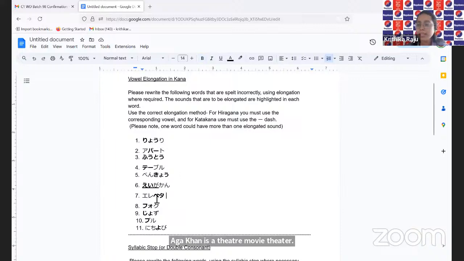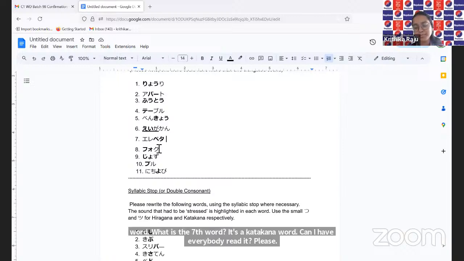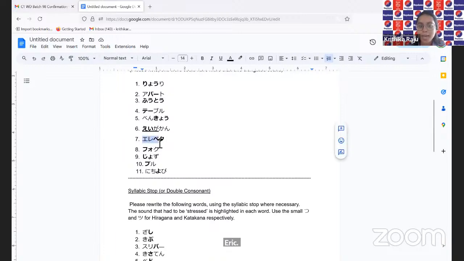Okay. Seventh word. What is the seventh word? It's a katakana word. Can I have everybody read it, please? With the elongation, read the correct word. Erubeto. Once again. Erebeta. Okay, E, re, be is elongated. Ta is also elongated.